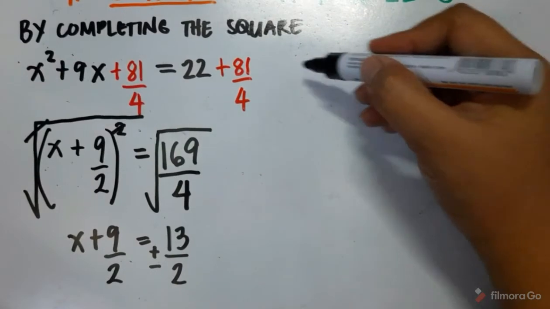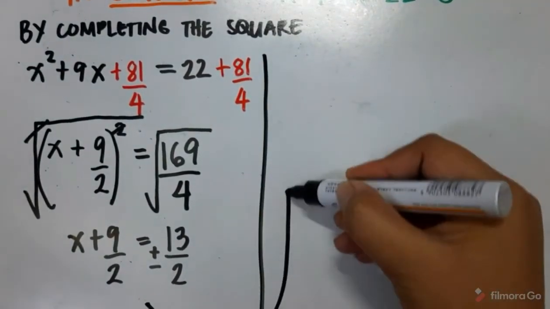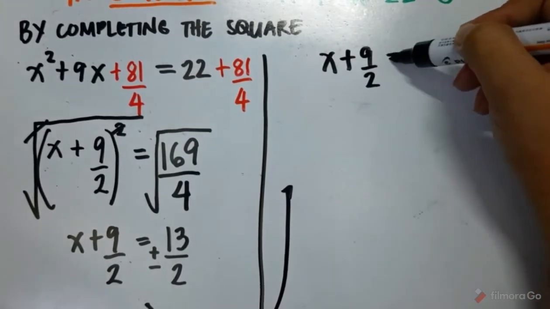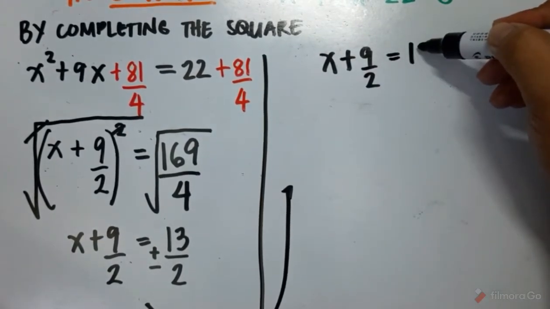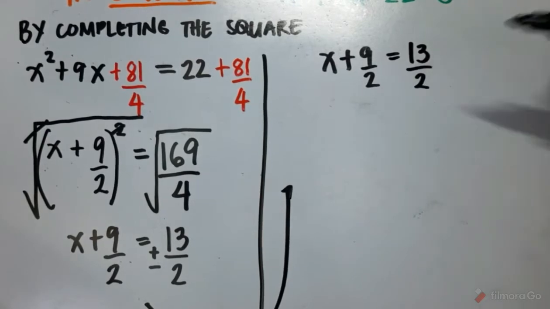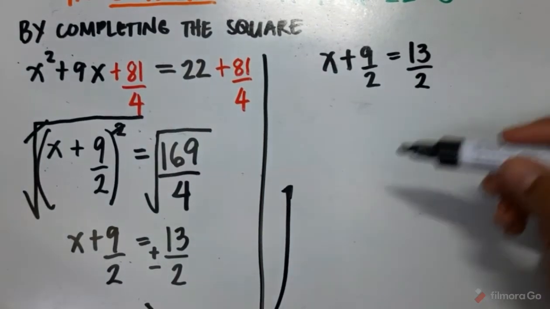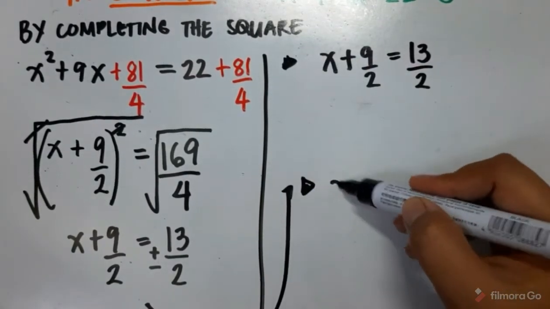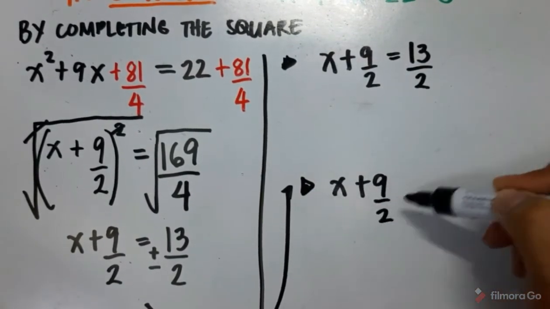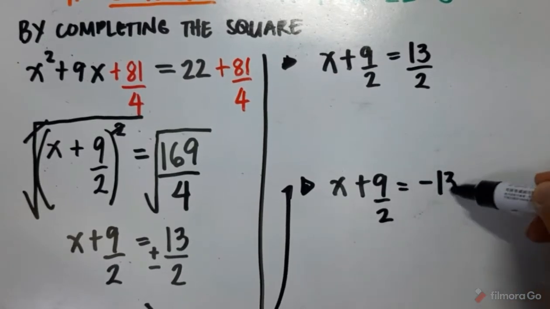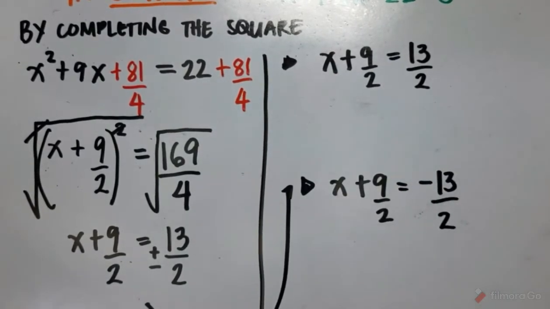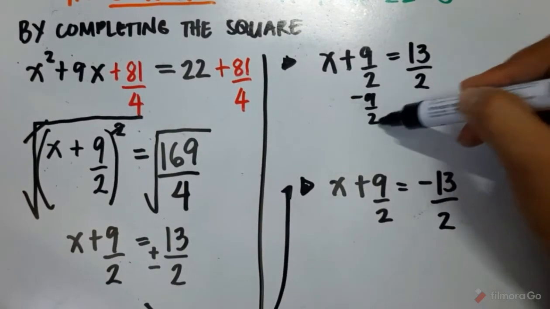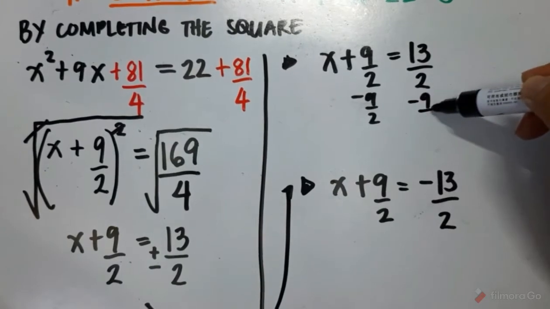We have x plus 9 halves is equal to positive 13 over 2, and this is the first, and let's have the second one. x plus 9 halves is equal to negative 13 halves. Okay, then let's continue solving. This is minus 9 halves on both sides of the equation.